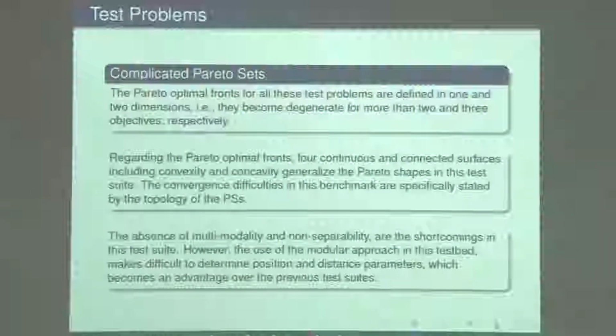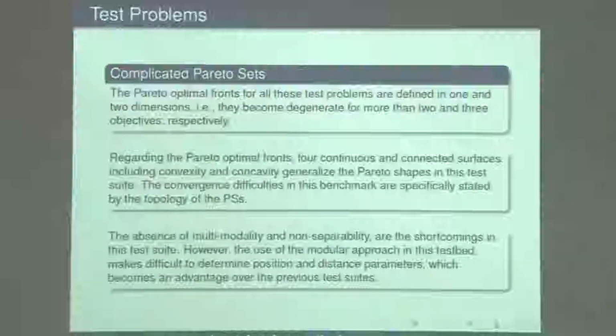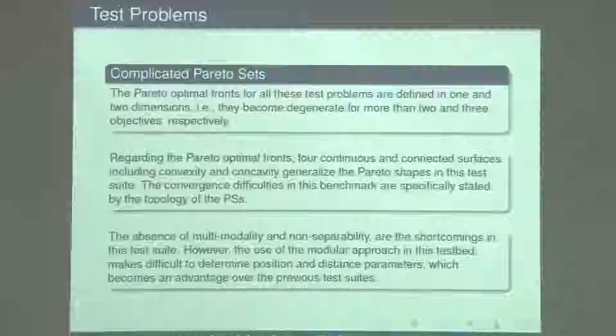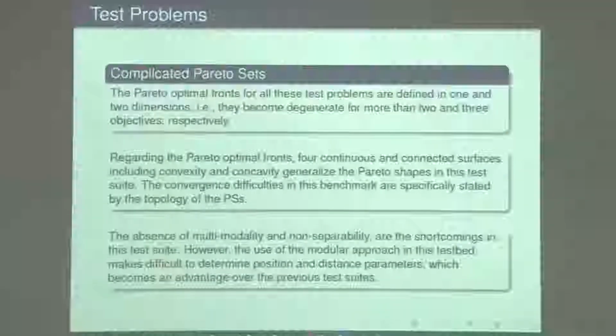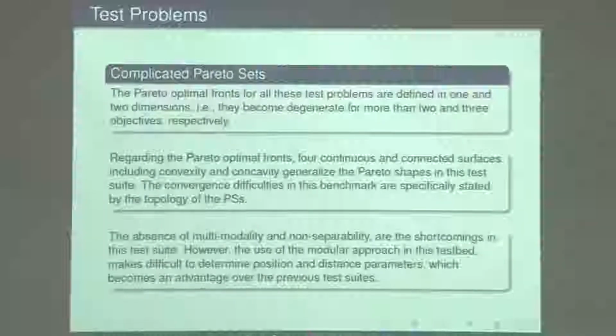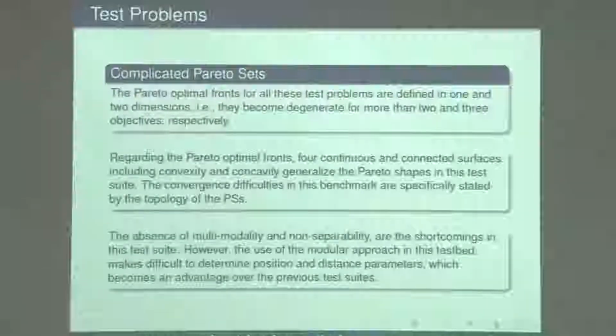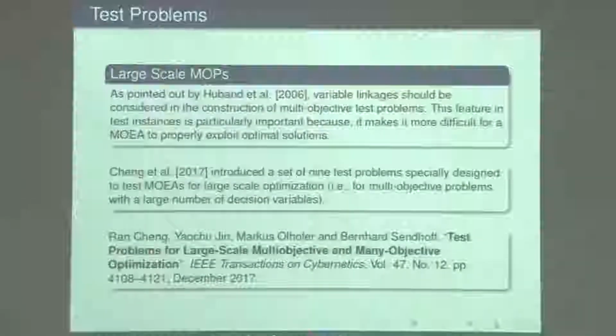So the convergence difficulties, why are these problems difficult? They rely specifically on the topology of the Pareto sets. Remember, Pareto set, we are talking of decision variable space. Pareto front, we are talking of objective function space. The main disadvantages of this test suite are the absence of multimodality and non-separability. But it's kind of an interesting proposal. They use a modular approach, which makes it difficult to determine position and distance parameters, and this is something good because it makes the problems more challenging.